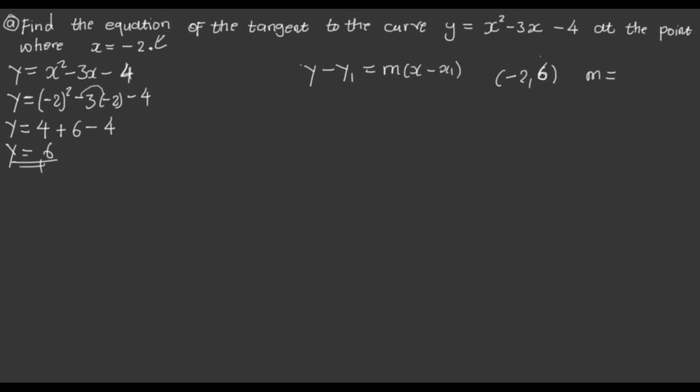Now after finding the y coordinate, we can proceed to find the gradient. To find the gradient, we are going to differentiate the equation of the curve. The equation of the curve is y = x squared minus 3x minus 4. Now to differentiate this, we'll say dy over dx.